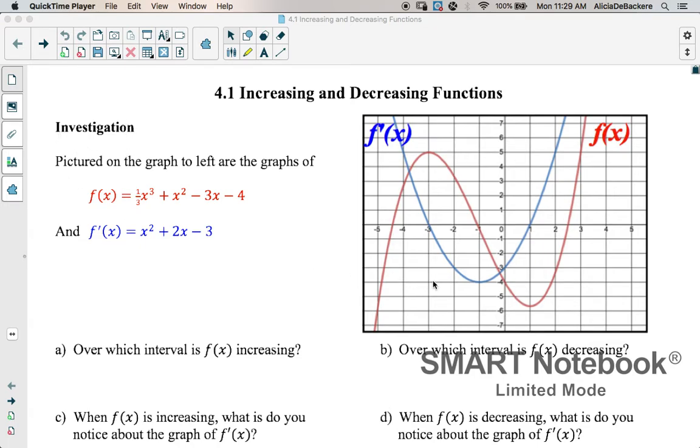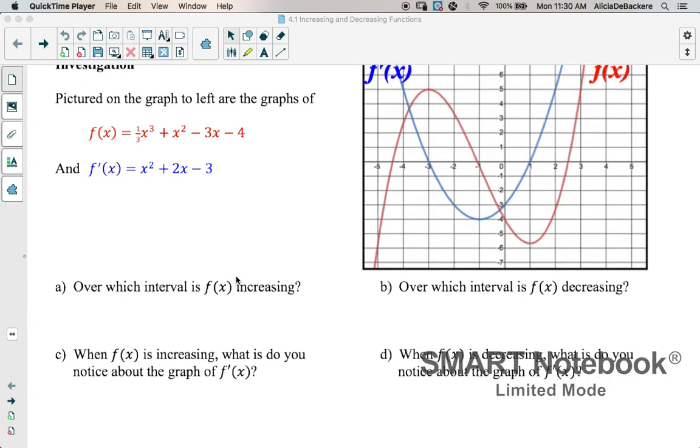On the left here, I've got two graphs on the same grid. The red graph is the original function. And when I take the derivative, I know the equation: I'll get 3 times a third, that's just 1, so I now have a 1 for a coefficient, times x squared. And then the derivative of the second piece will be 2x, and then the derivative of the third piece will be negative 3. So we haven't done this before, but we're going to take a look at the original graph, which is the cubic in red, and the graph of the derivative on the same grid. And I want to know, how are these two graphs related?